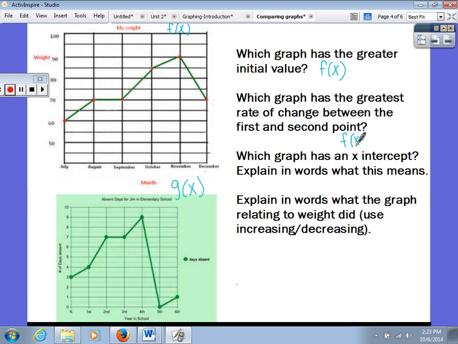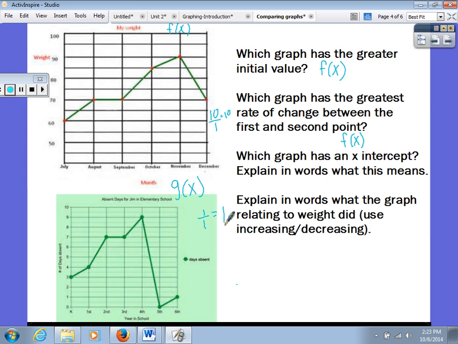And let's go ahead and explain why. This is the point 60, right? And this is point 70. So I went up how many? I went up 10 and over what? 1 month. Y'all see that? So up 10 and over 1 month, which is just 10. This slope, I went up 1 and to the right 1 grade. So 1 over 1 gives me my slope of 1. So still f of x is right. Do y'all understand that? Okay, explain which graph has an x-intercept.